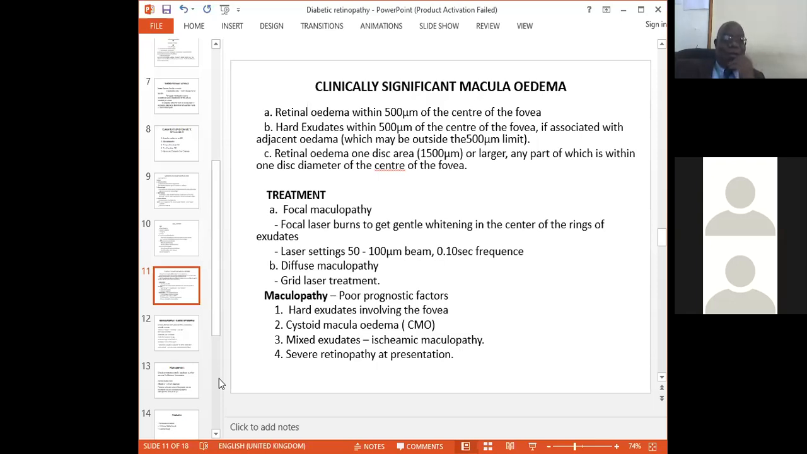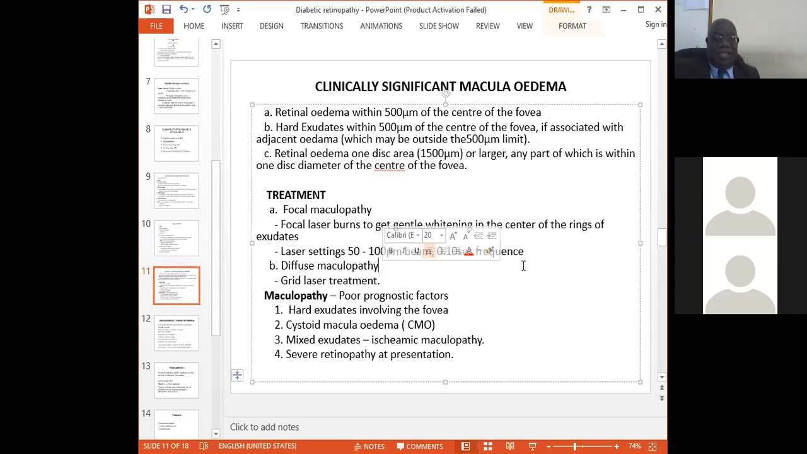Treatment: focal maculopathy is treated with focal laser burns to put gentle whitening on the center of the rings. They are small, what we call focal maculopathy. You use laser, you burn those out. Laser settings, 50 to 100 micrometers beam, 0.1 second duration. These are things you learn as you stay in the department. The seniors will be doing this. Eventually, you'll also be a senior. One day, you'll be doing the same things.